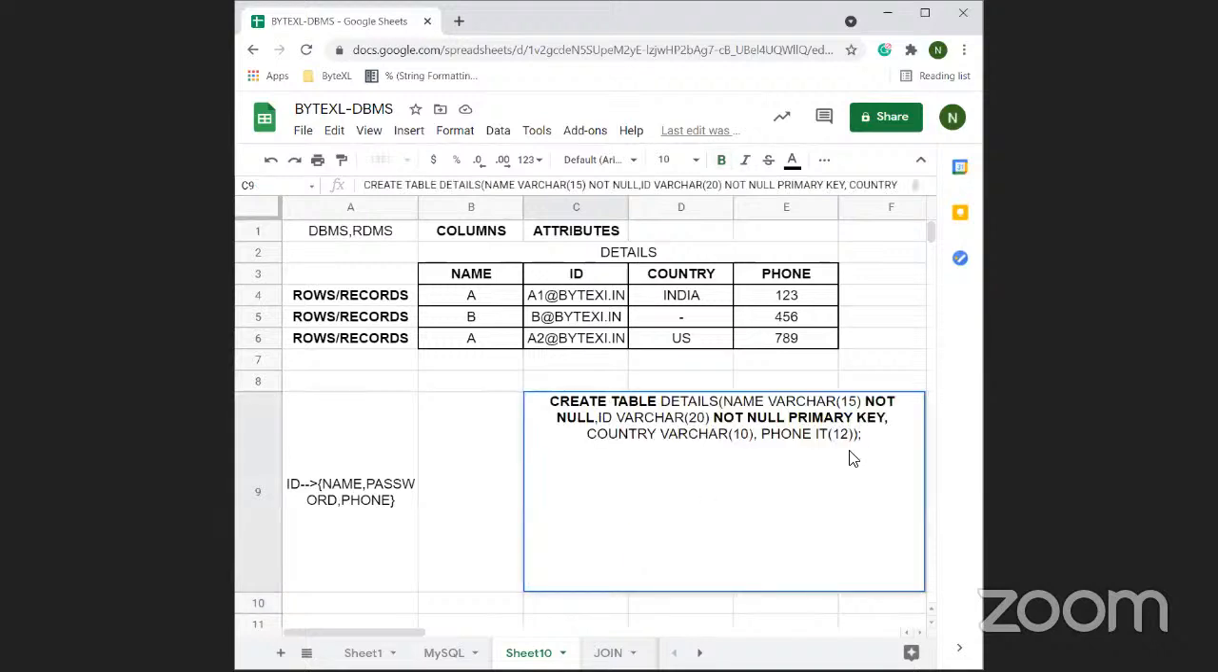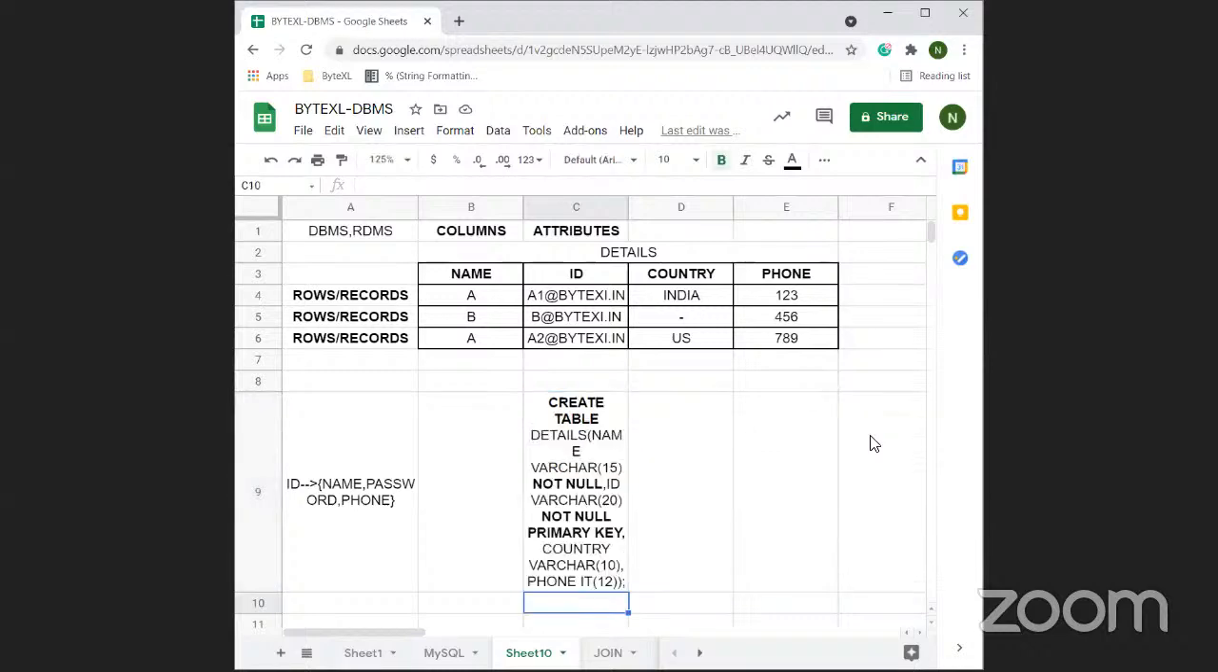Of course, since most of these languages are built upon C, C++, we will be using semicolons. These semicolons are important. After every query, we have to keep semicolons.